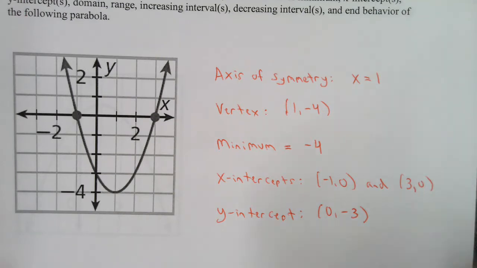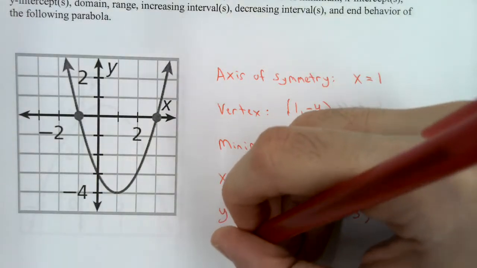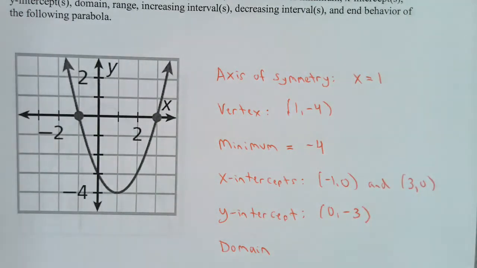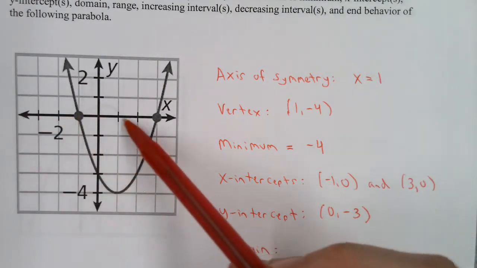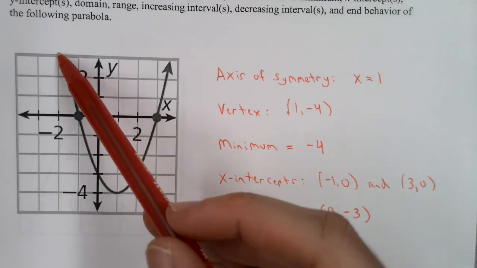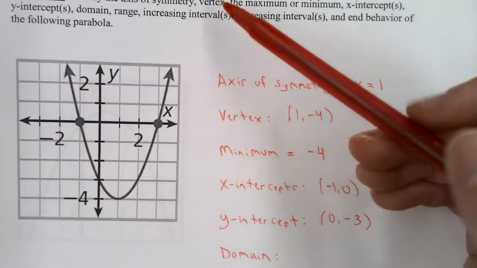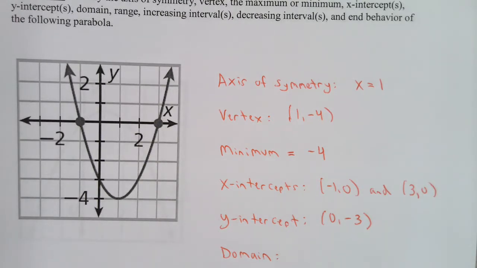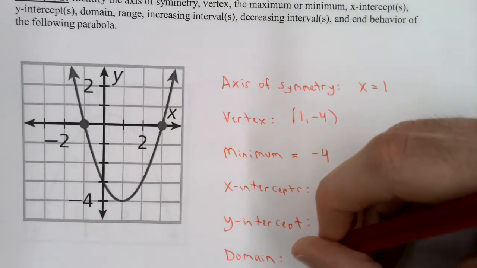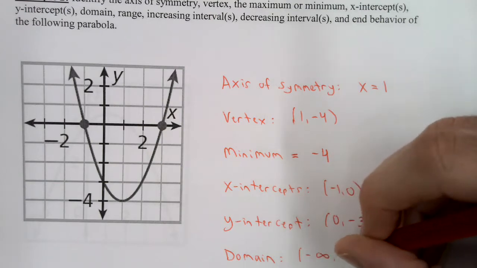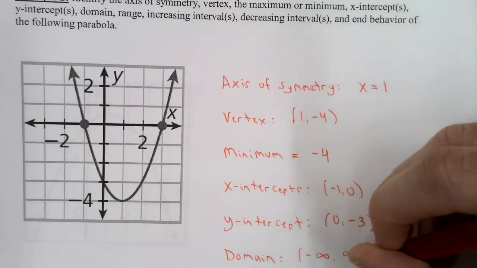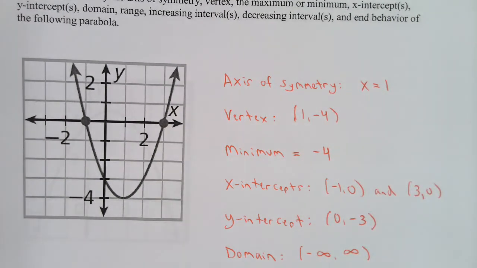Next up, we got domain. So if you remember back to Unit 2, the domain is the x values in this graph. What x values are in this graph? The graph is going to keep going to the left forever, and the graph is going to keep going to the right forever. So the domain will be -infinity all the way up to infinity. You always put parentheses next to the infinities.